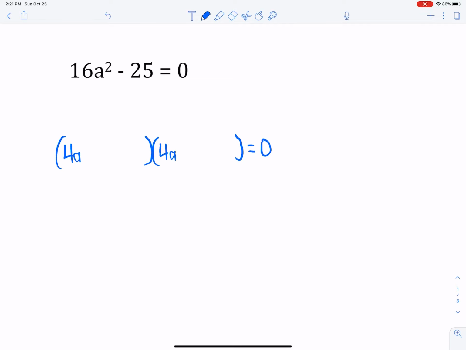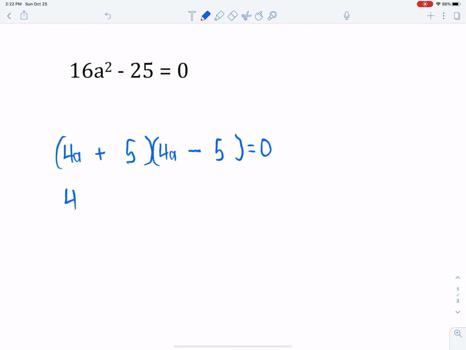Then I take the square root of 25, which is 5. I put that at the end of each group. And then I put a plus in the middle of one group, a minus in the middle of the other group. That's using our difference of squares factoring shortcut.